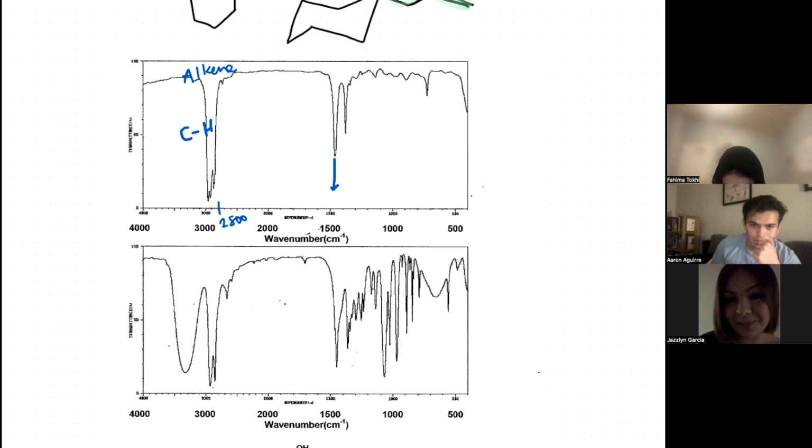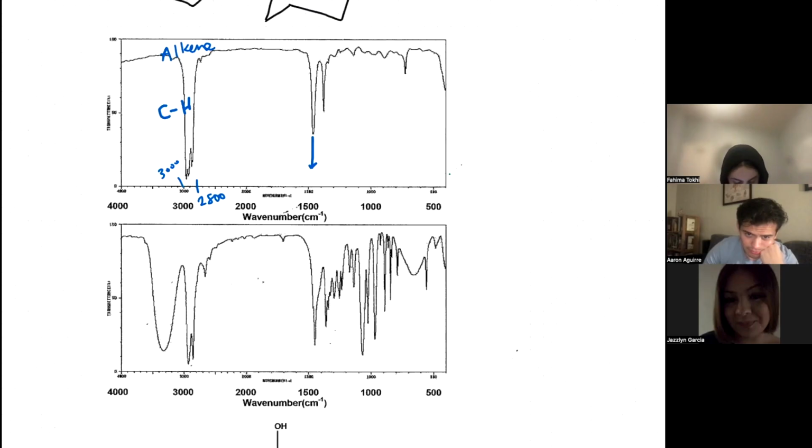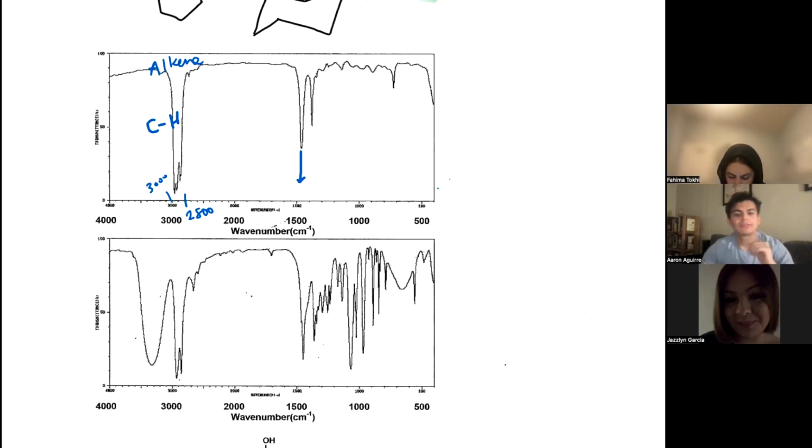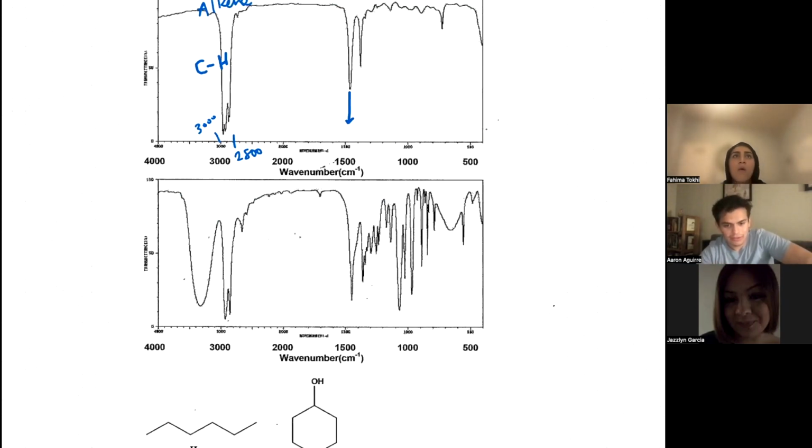Okay, it's kind of around the 1550 area. So looking at your chart, is that just going to be carbon-carbon bonds? A carbon to carbon bond, you usually can't really see. Okay, so my guess off the bat is that this top one is just the hexane. Right?